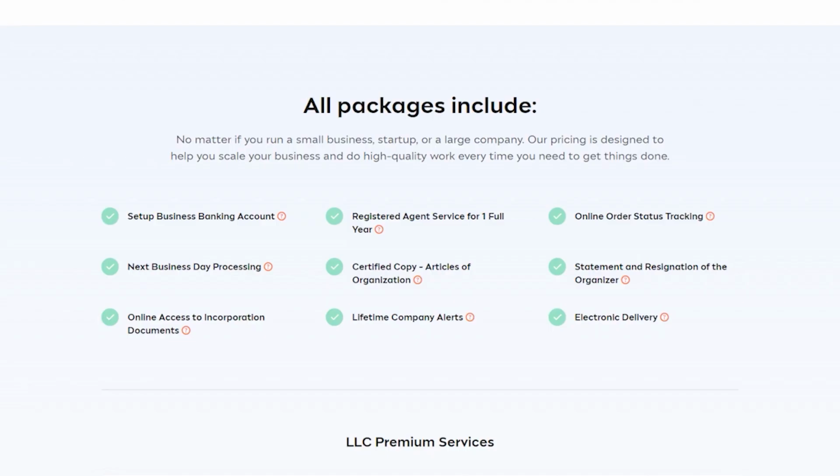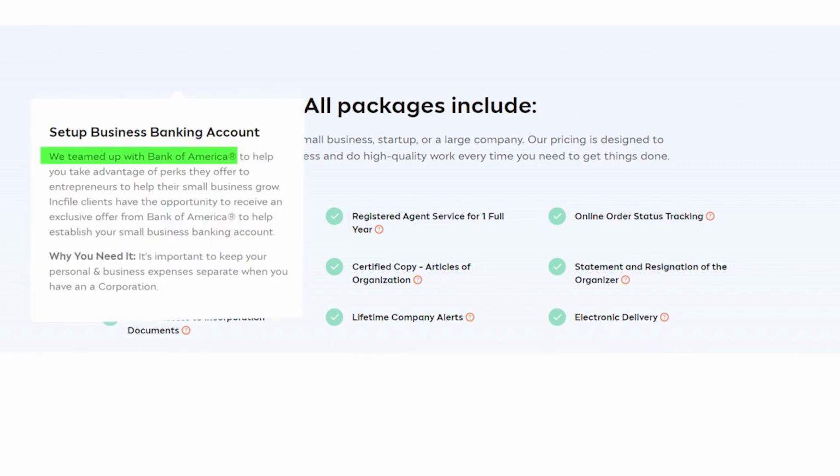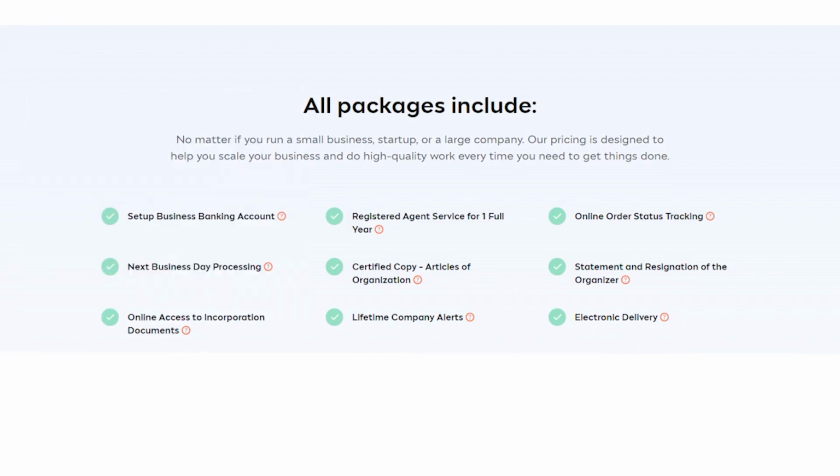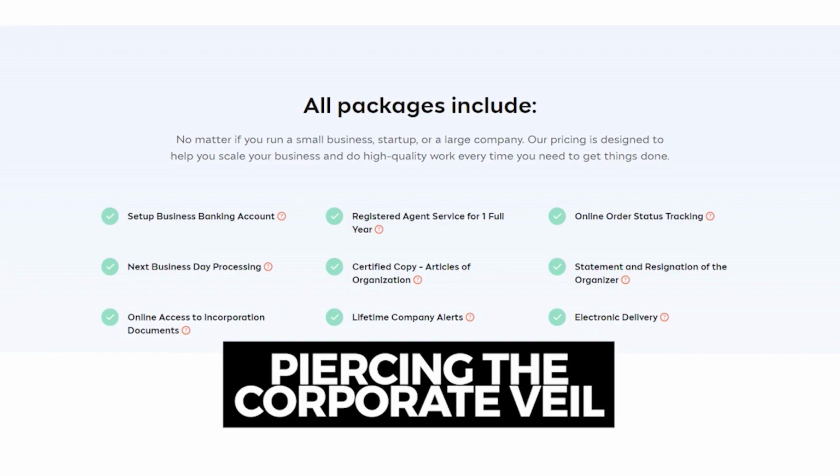InkFile's set of awesome features does not end here. They are also exceptional for having an inclusive partnership with Bank of America, so you can easily open an eligible checking account for your business. Yes, it is a must for your LLC to have a business account. Remember, an LLC has limited liability, for it is a separate entity from its members. You may forfeit your liability protections if you combine your personal and business money, and this is where the term piercing the corporate veil comes into play.